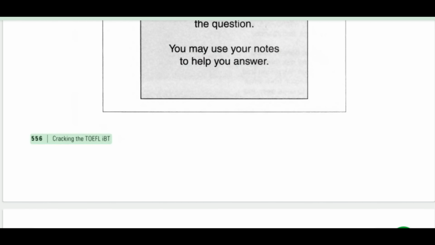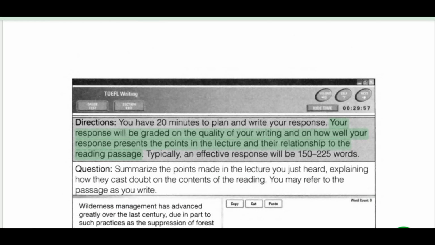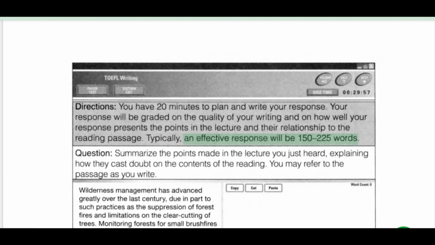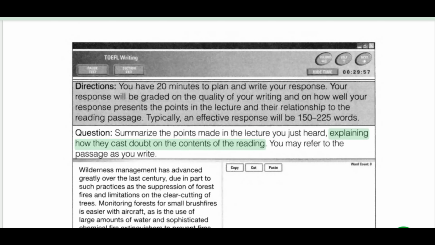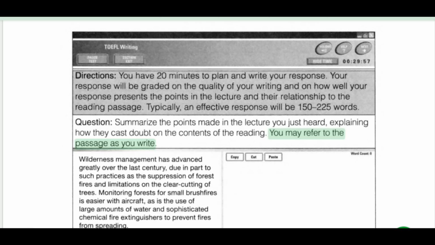Directions. You have 20 minutes to plan and write your response. Your response will be graded on the quality of your writing and on how well your response presents the points in the lecture and their relationship to the reading passage. Typically, an effective response will be 150 to 225 words. Question: Summarize the points made in the lecture you just heard, explaining how they cast doubt on the contents of the reading. You may refer to the passage as you write.